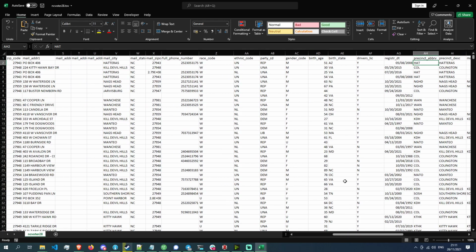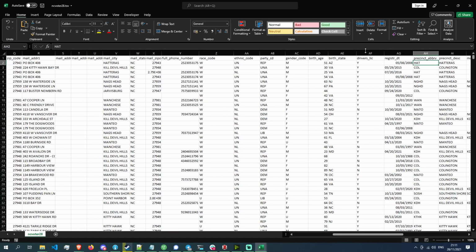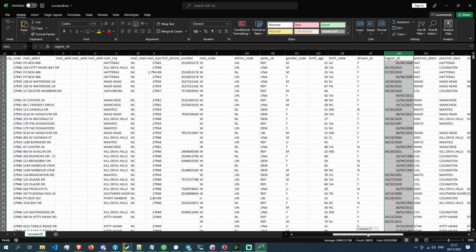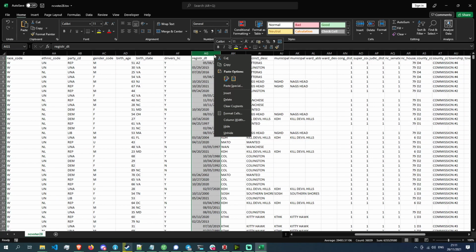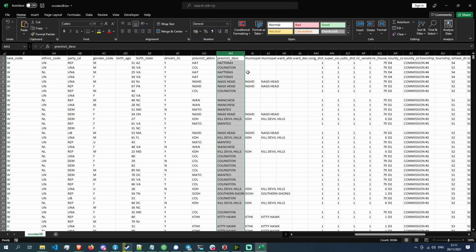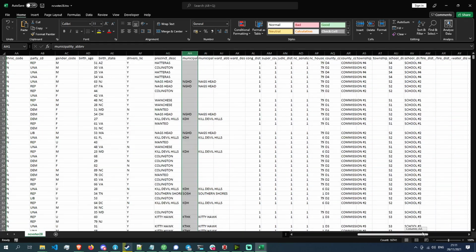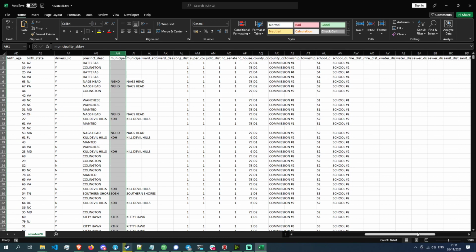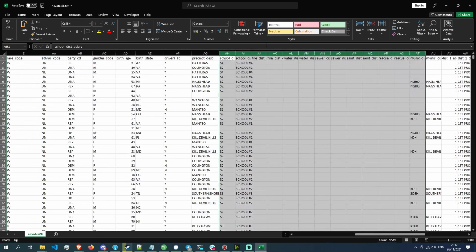Now, if I were an evil person... Actually, let's do one piece of statistics first. Let's get rid of registration date, and let's get rid of a few things. Let's get rid of precinct abbreviation. We don't need that. Municipal stuff, we don't need any of that. Well, school district. Do we need school districts? Let's keep school districts. You'll understand why in a minute.